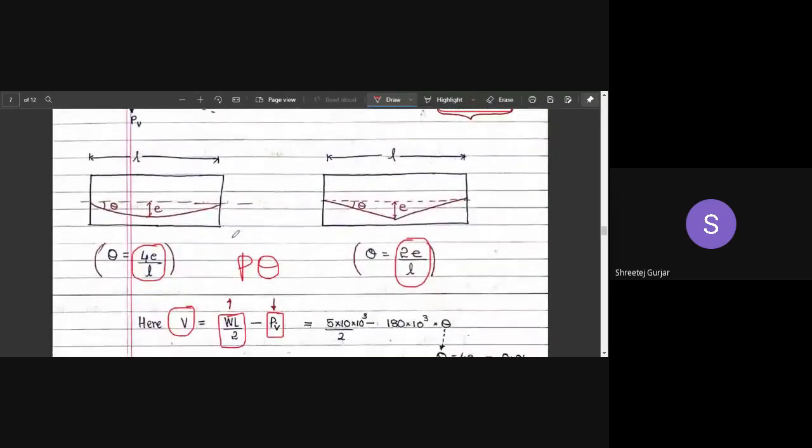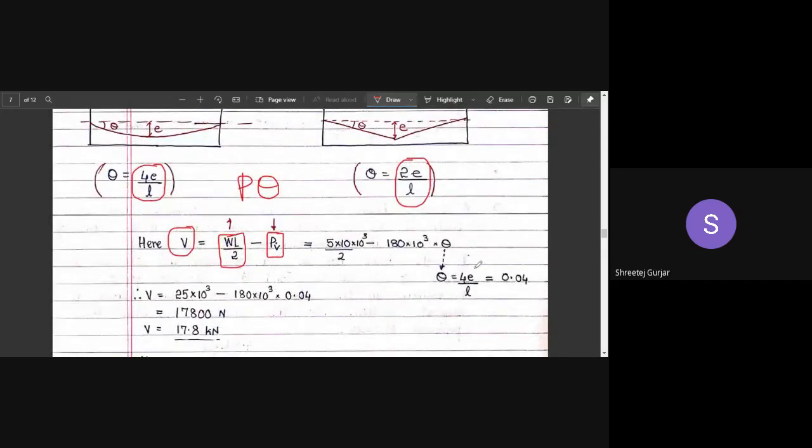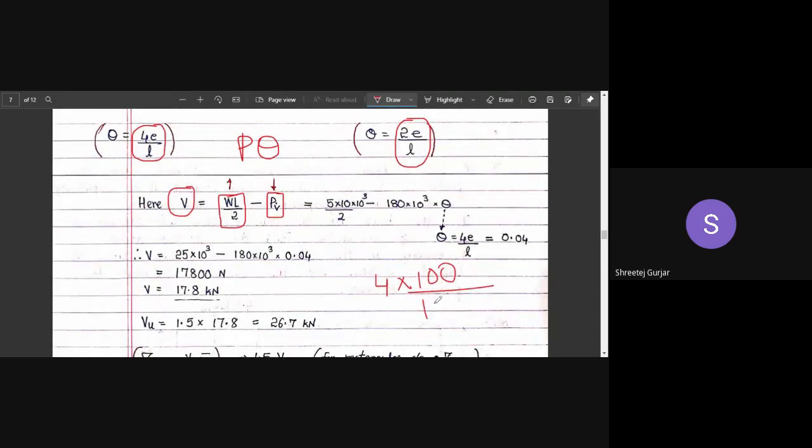So what is the value of 4E/L? 4 into E, which is 100, divided by L. What is L? The span of the beam is 10 meters. So this is equal to 0.04. The eccentricity given to us is 100, the span of the beam is 1000, so 4 into E/L is 0.04. Theta value is 0.04, and that is what we have substituted here.